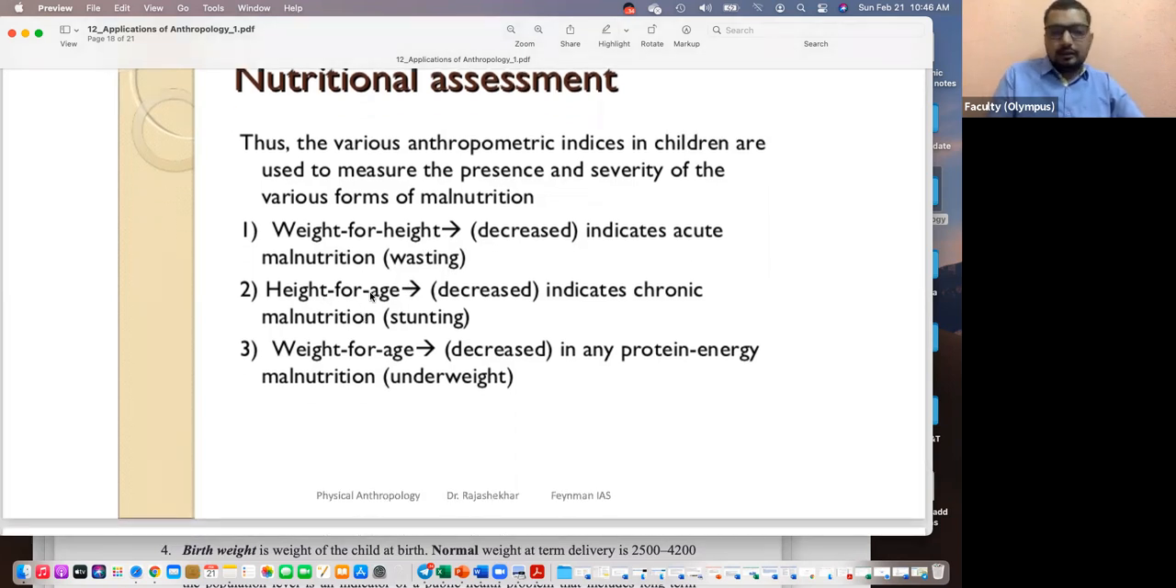Similarly, height for age. There is no proper growth in height for the given age. The person is actually supposed to be taller than that, but the height is decreased for that given age. So this indicates stunting, chronic malnourishment. If weight for height is decreasing, it is wasting. If height for age is decreasing, it is stunting. And if weight for age is decreasing, it is underweight. If weight for age is increasing, it is overweight. So what is happening? Protein energy malnourishment is happening in them. The measurements can reveal what exactly is happening with those people. So wasting, stunting, and underweight can be seen here.